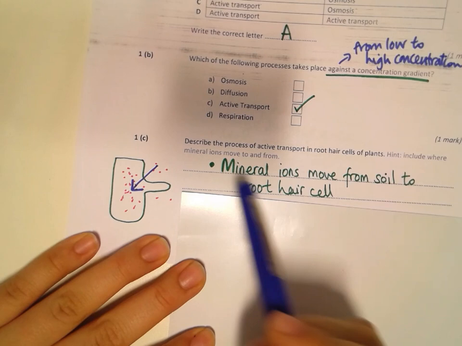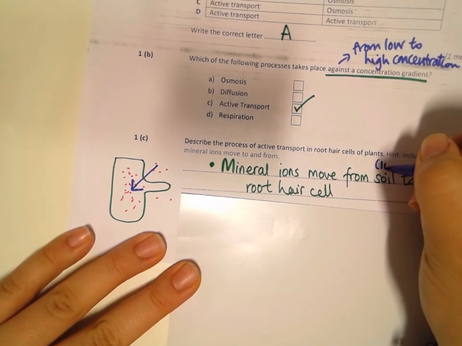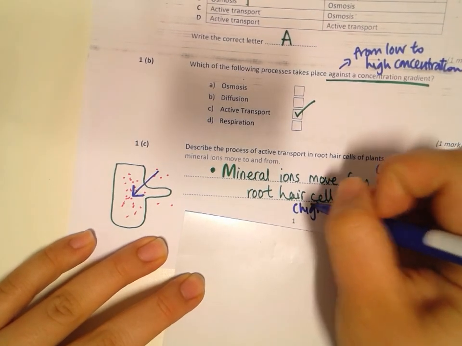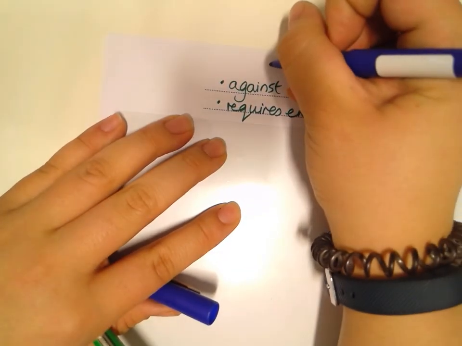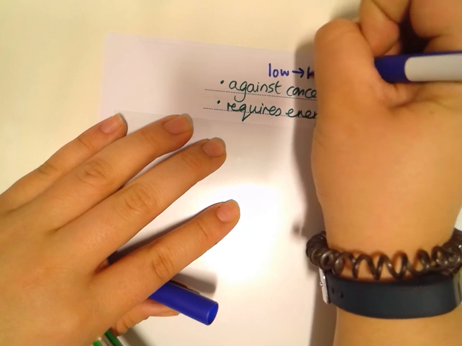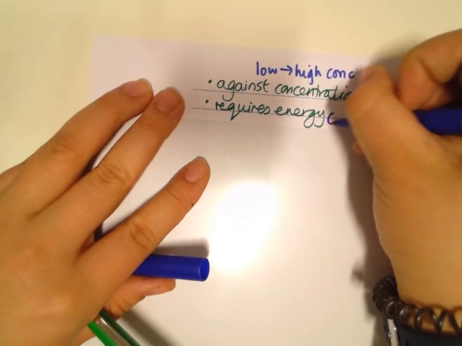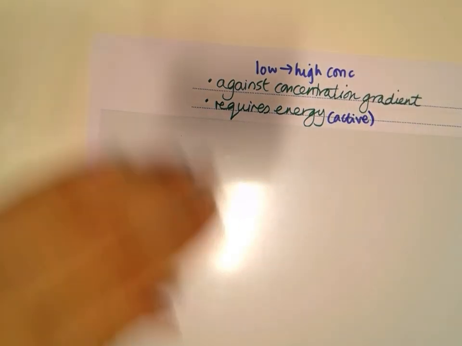So firstly, it's mineral ions. They move from the soil, which has low concentration, to the root hair cell, which has a high concentration. Secondly, it will be against the concentration gradient because, as I said, it's from low to high. And finally, it requires energy. It's called active transport, and active meaning it requires energy.